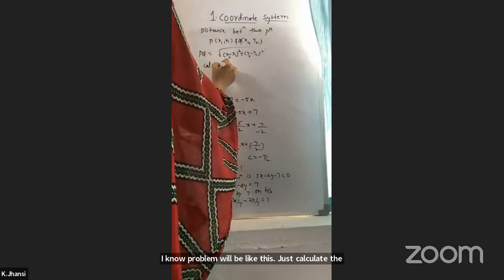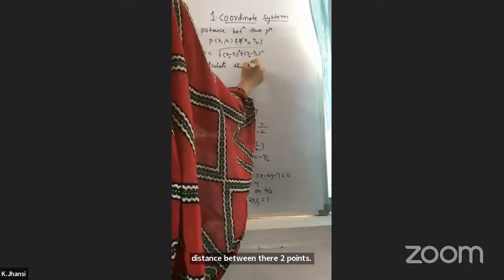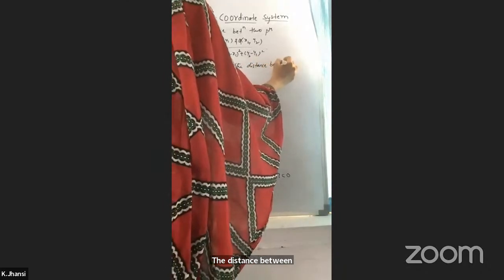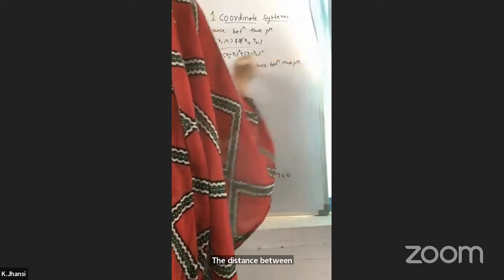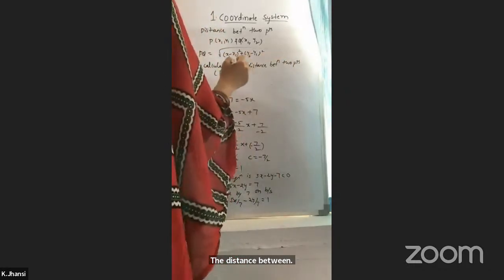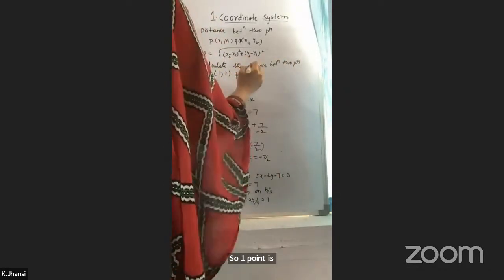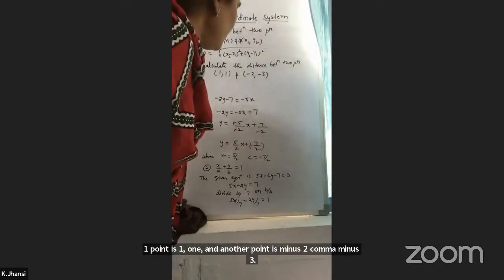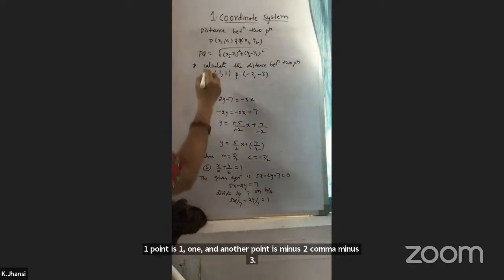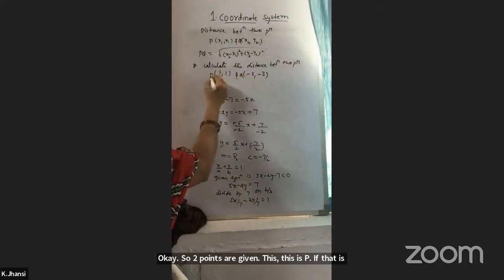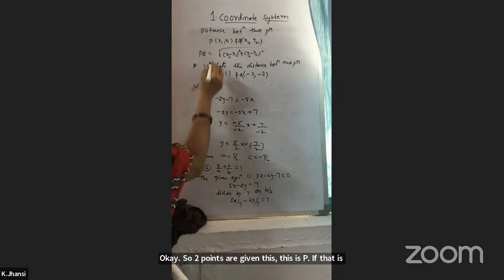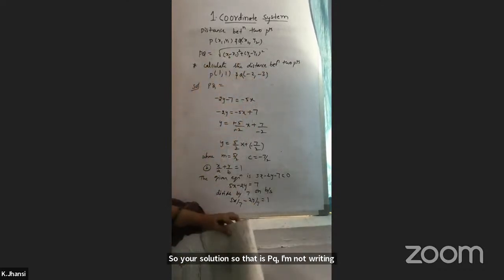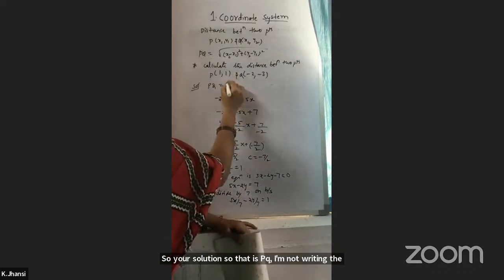Calculate the distance between 2 points. One point is (1, 1) and another point is (minus 2, minus 3). Okay, so 2 points are given. This is P, that is Q, you can take. So your solution, that is PQ. I am not writing the sentence, that is distance between the 2 points. So PQ is equal to, we have the formula.